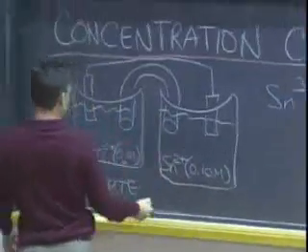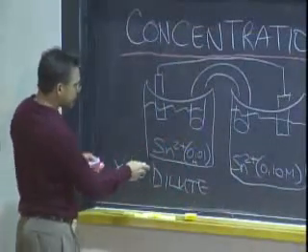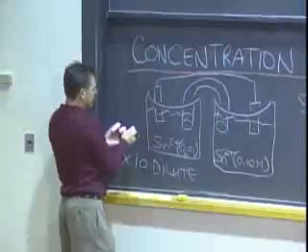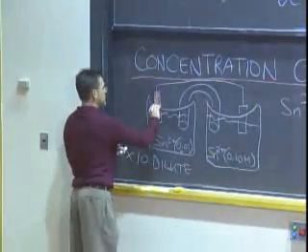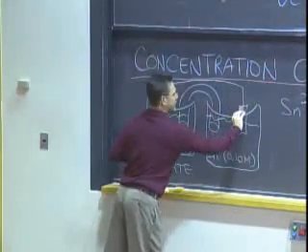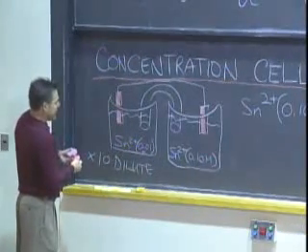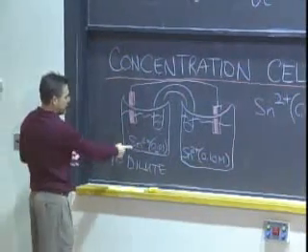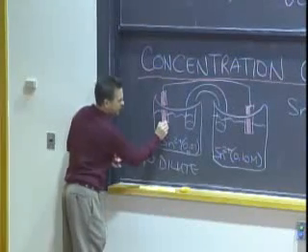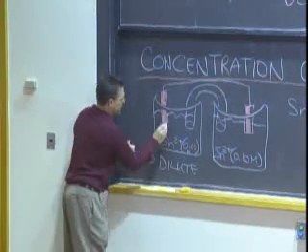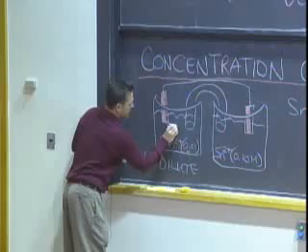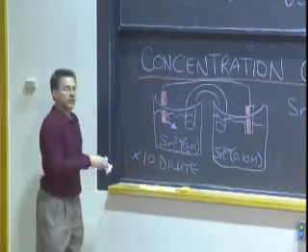And which way do electrons go? Well, here's how you can think of it. The electrode material can be made out of tin on both sides. And since tin ions are going to appear in solution on the dilute side, they're going to jump into solution from the electrode itself.